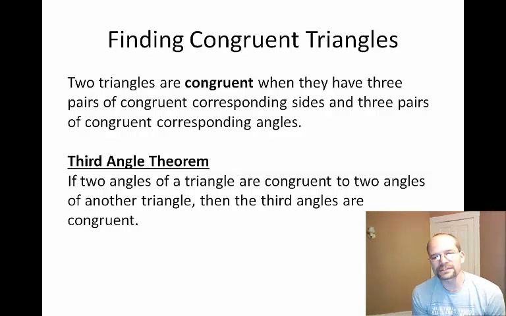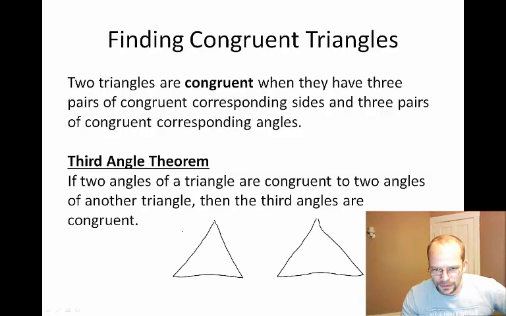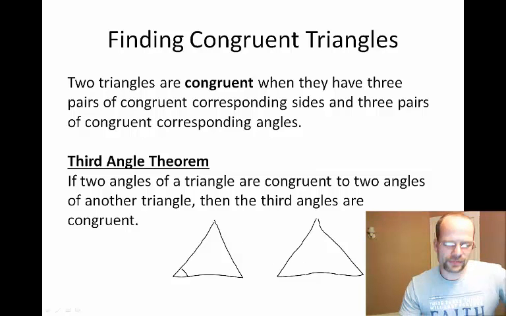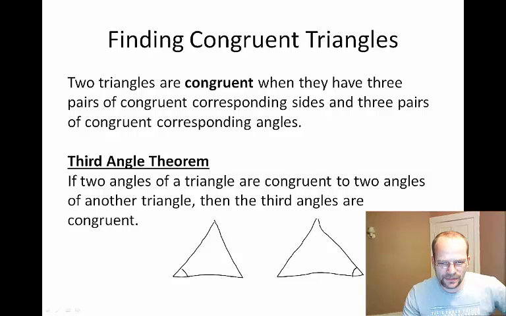So if I have 2 triangles, and 2 of the angles are congruent, let's suppose we know the following information. We know that this angle is congruent to that angle over there, and this angle is congruent to this one down here.